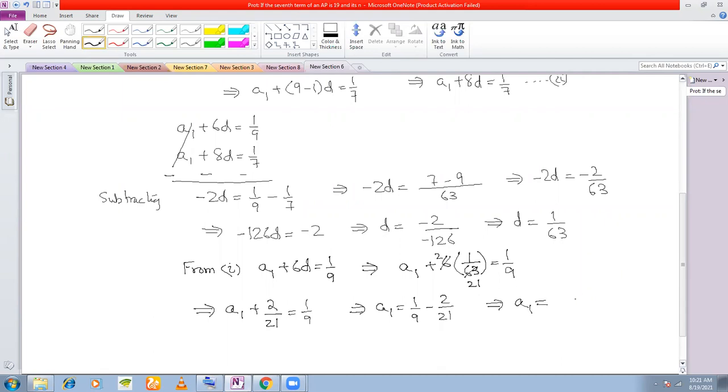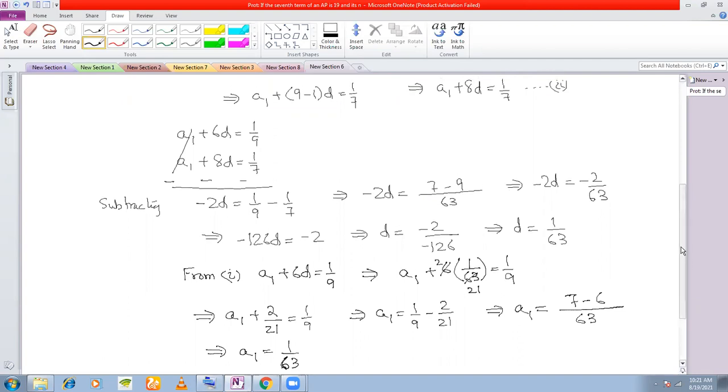A1 is equal to, what is the LCM of 9 and 21? 63. So this is 7 minus 6. That means A1 is equal to 1 by 63 is your first term. So what was the question here?